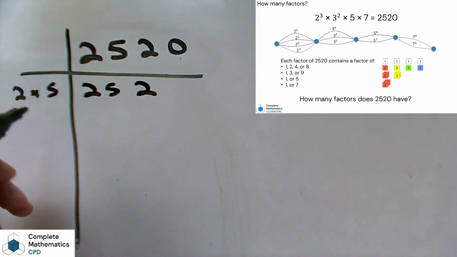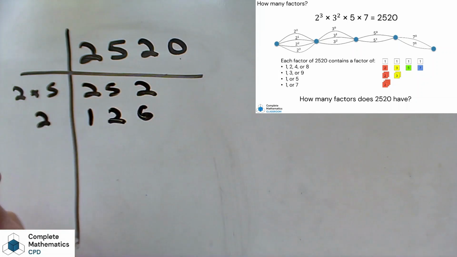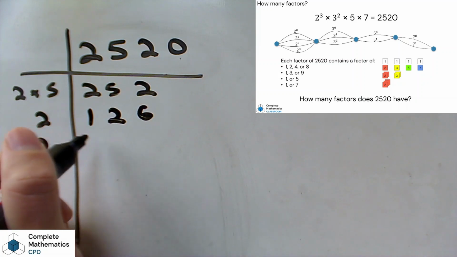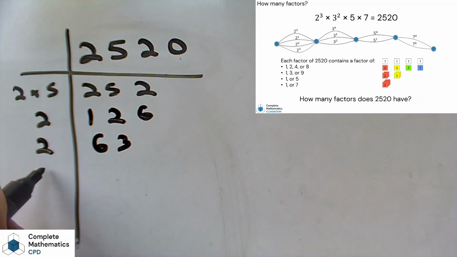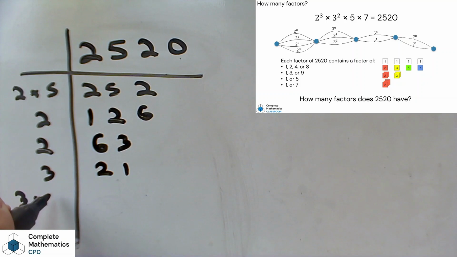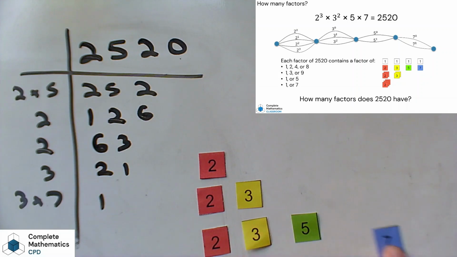And then let's divide it by 2, so that's going to be 126. And then let's divide it by 2 again. That's going to be 63. And now we're into the 3 times table, so that's going to be 3 times 21. And then finally we've got 3 times 7 to finish, and then we're done. So the prime factorization here is these numbers here. So let's just build those out of prime factor tiles. We've got 2, 2, a 2. We've got a 3 and a 3, a 5 and a 7.